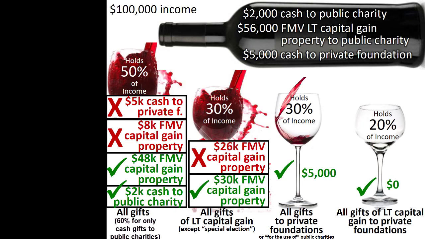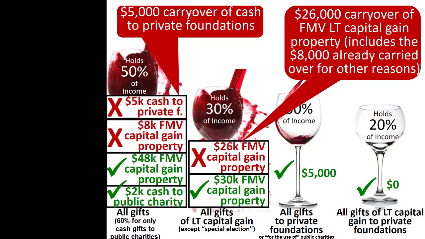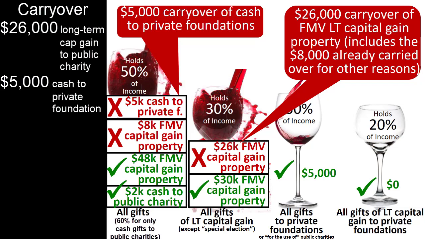This means that the same gift could be carried over for multiple reasons. In other words, the same gift spills out of multiple glasses, as happened here with the $8,000 of long-term capital gain gifts that spilled out of both glasses 1 and 2. The result here is a carryover of both $26,000 of fair market value long-term capital gain property gifts to public charities and $5,000 of cash gifts to private foundations.